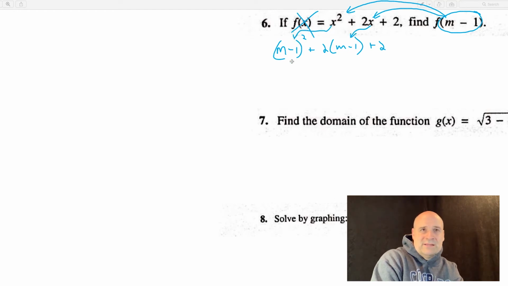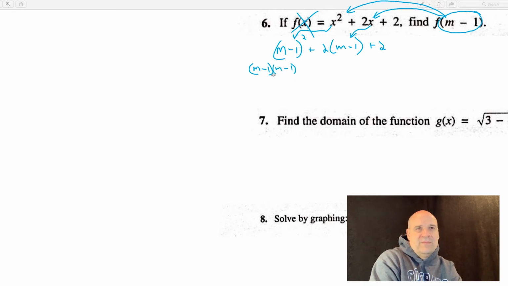This is still x squared plus 2x plus 2. So instead of x, we're writing m minus 1. m minus 1 squared is just m minus 1 times itself. So we're going to have to FOIL that out. So that's m squared minus 1m minus 1m plus 1, because -1 times -1 is +1. And then we're going to distribute this out. So that's 2m, and 2 times -1 is -2. And then we're going to add 2 at the end.